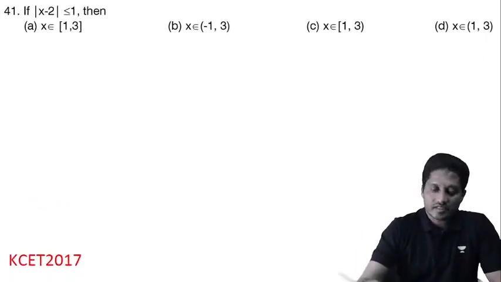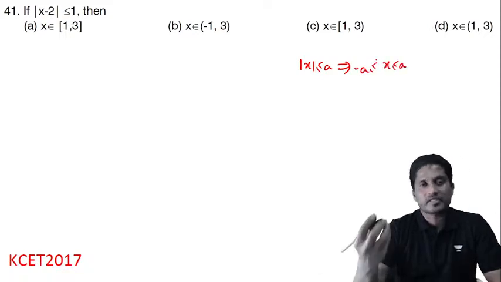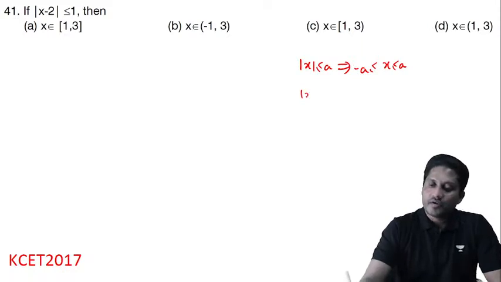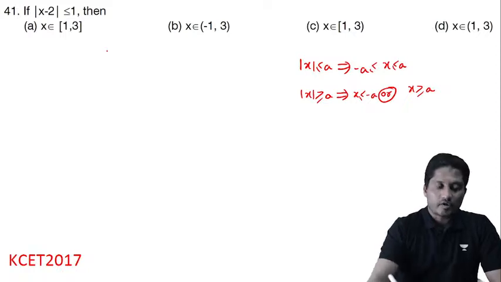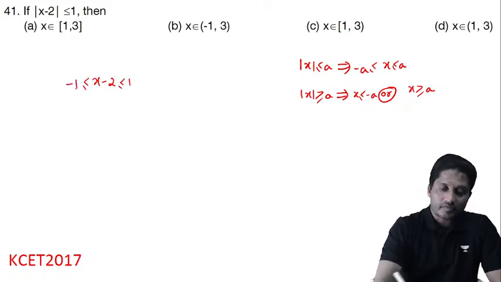Now listen, there are some mod properties. Suppose mod x is less than or equal to a, then you should write x is less than or equal to a and greater than or equal to minus a. You have done similar questions in previous year papers as well. When mod x is greater than or equal to a, then x is greater than or equal to a and x is less than or equal to minus a. Now mod of x minus 2 is less than or equal to 1, so x minus 2 is less than or equal to 1 and greater than or equal to minus 1.